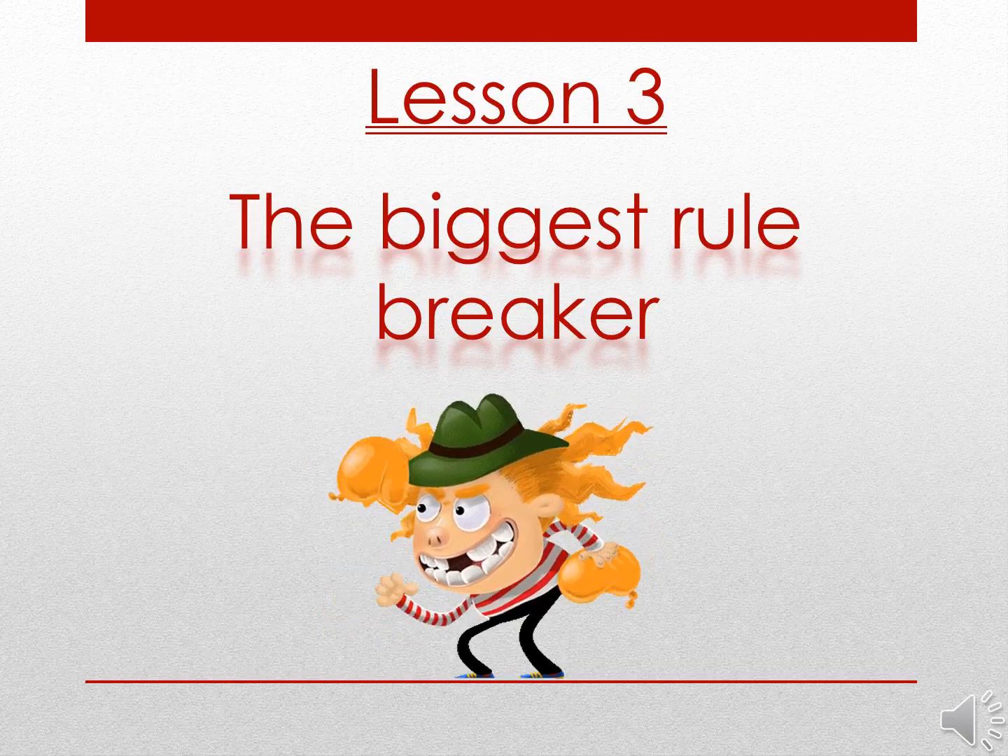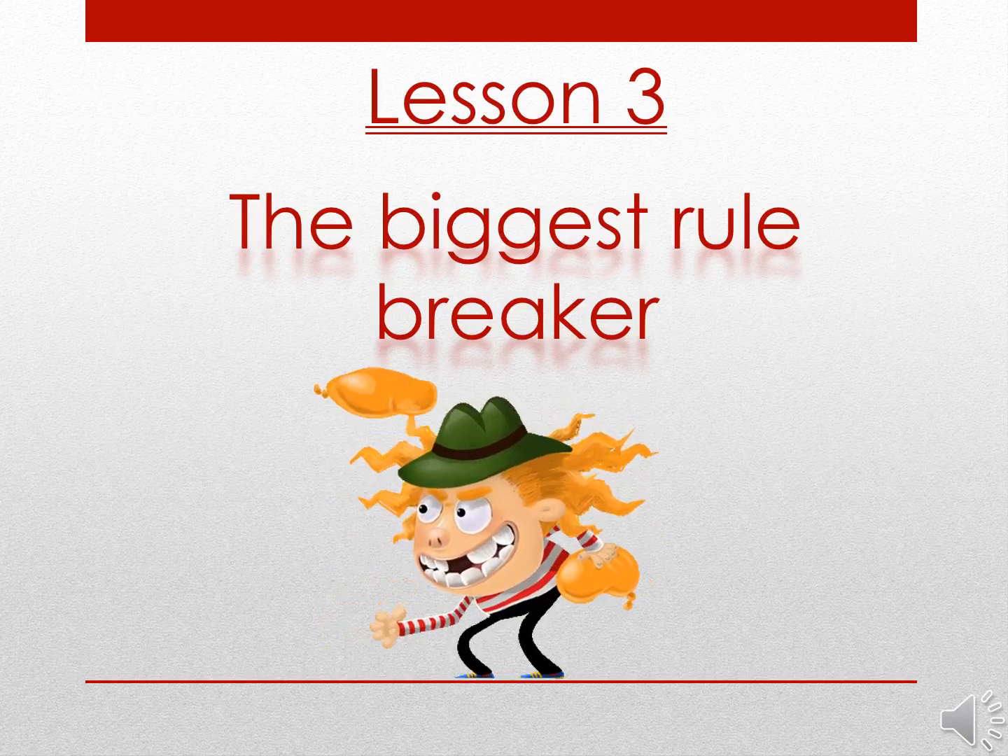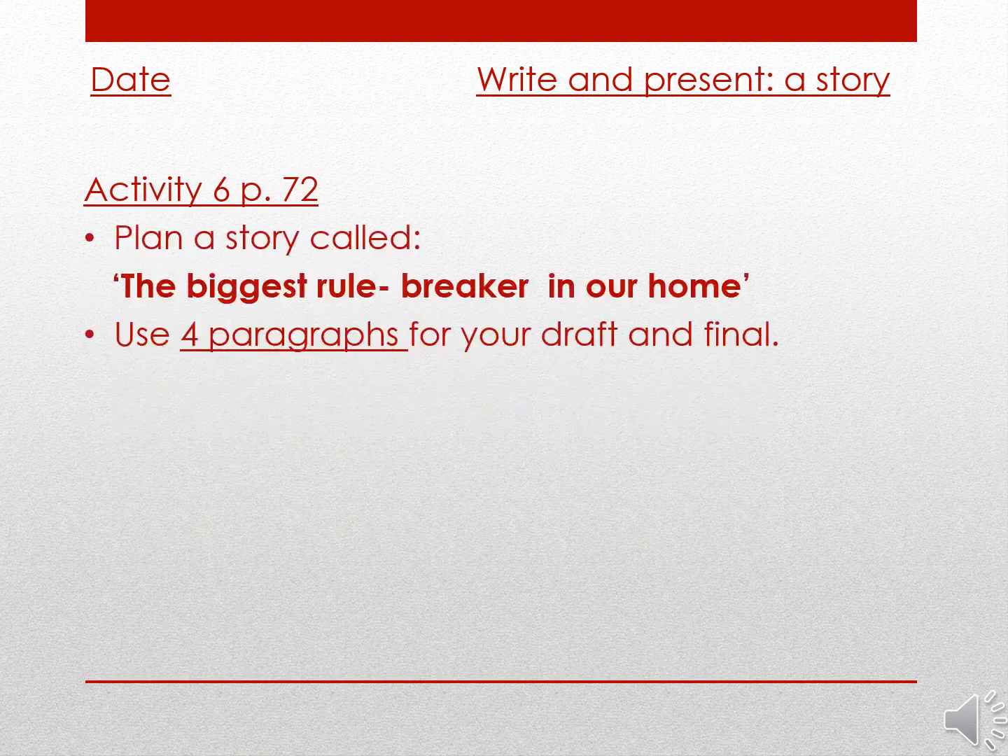In this lesson, lesson number 3, we will be looking at the theme, the biggest rule breaker. Write down the date that you will be doing this activity. Your heading will be write and present a story. Skip a line, write down activity 6, page 72. Plan a story called The Biggest Rule Breaker in Our Home.